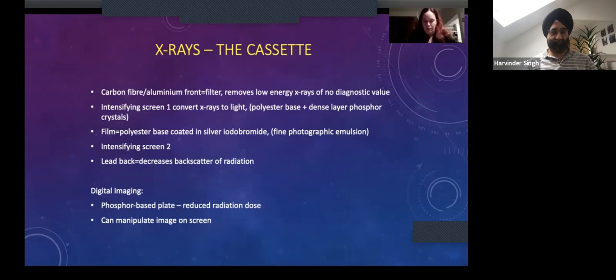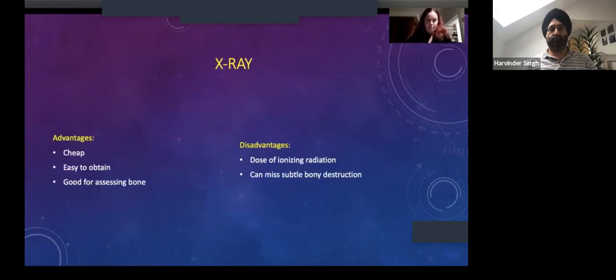We've obviously moved on to digital imaging, and this uses a phosphor-based plate, which actually reduces the overall radiation dose. The images can then be digitally stored and can be manipulated to try and improve the quality of the image and what can be seen. X-ray has a number of advantages and disadvantages.